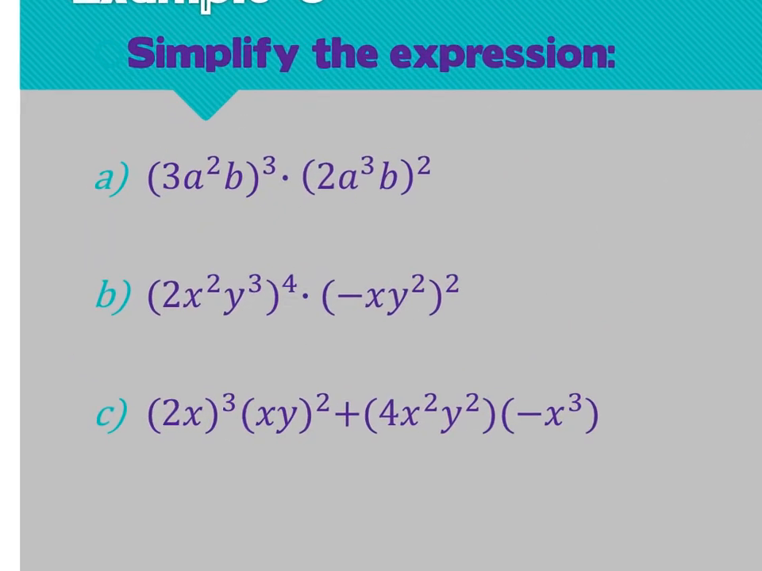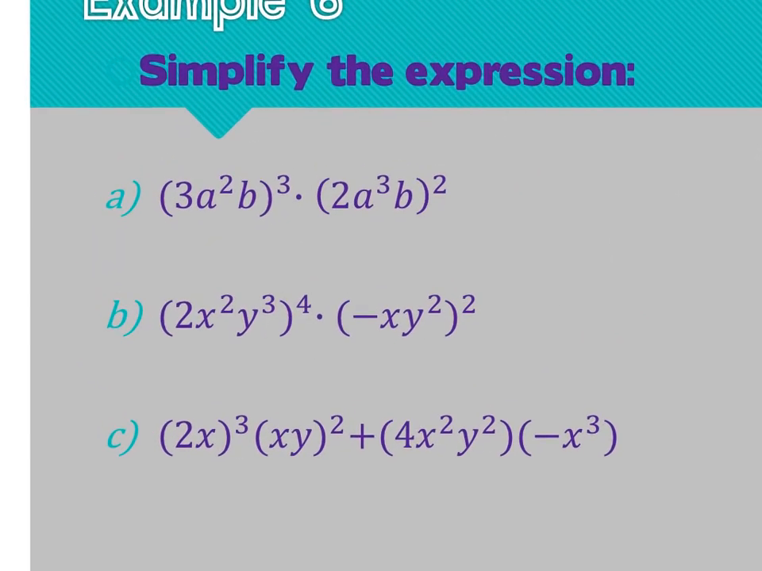All right, next one. Again, we need to follow order of operations. So we're going to apply the exponent first, and then we're going to go back and multiply. So this 3 is going to go on the 3 base, or the 3 coefficient, go to the A, go to the B. So just simplifying this will become 27, A to the 6th, B to the 3rd.